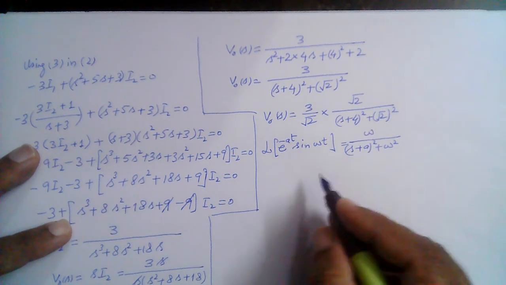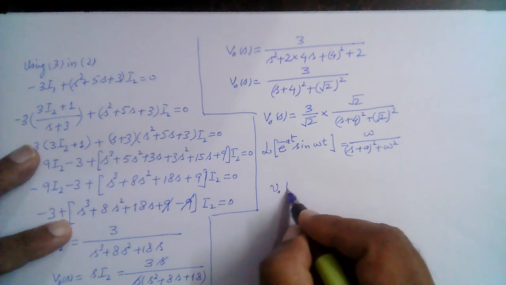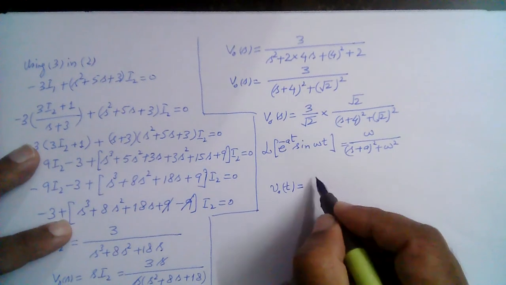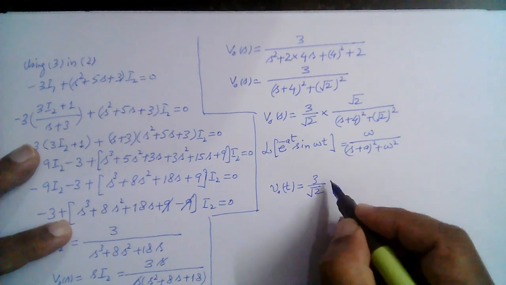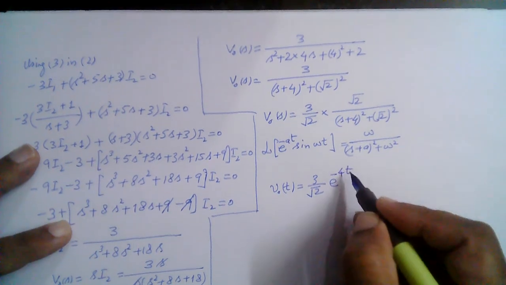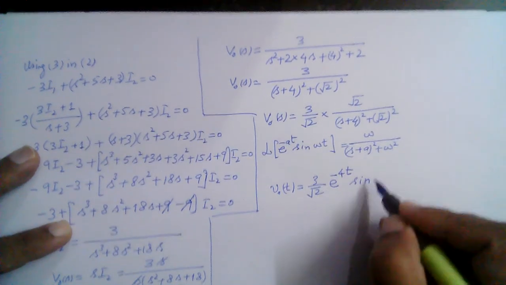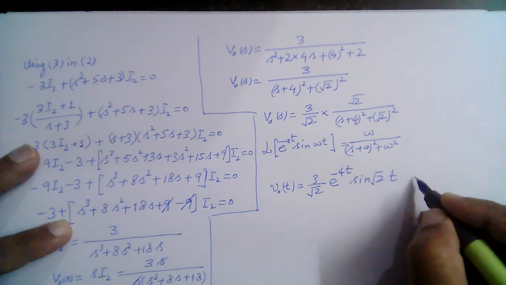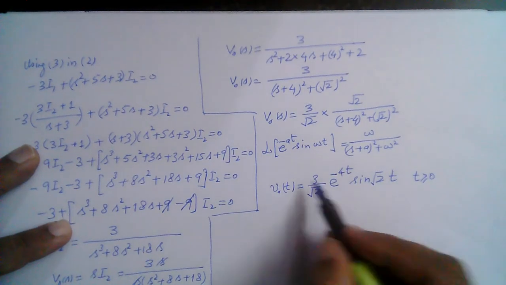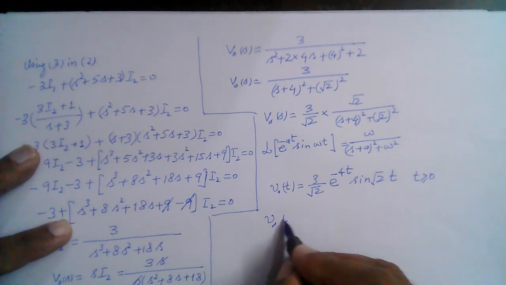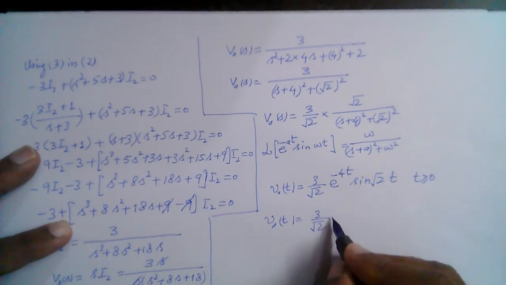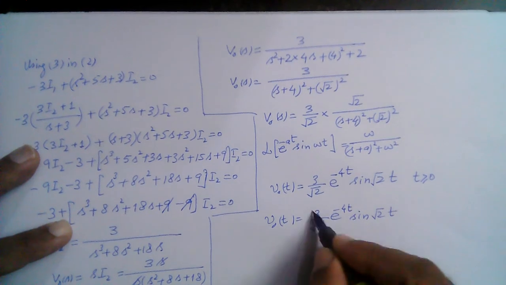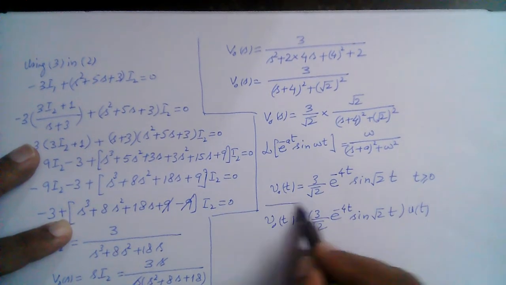So omega is square root of 2 here and a is 4 here, right? So the term V naught t in the time domain is equal to this 3 over square root of 2, which is a constant, times e raised to the power minus 4t, and the value of omega is square root of 2, so sine of square root of 2 t, right? And for t greater than or equal to 0, we can simply say that V naught t is equal to 3 divided by square root of 2 e raised to the power minus 4t sine square root of 2 t. And to emphasize this is for t greater than or equal to 0, we can simply write u of t here.